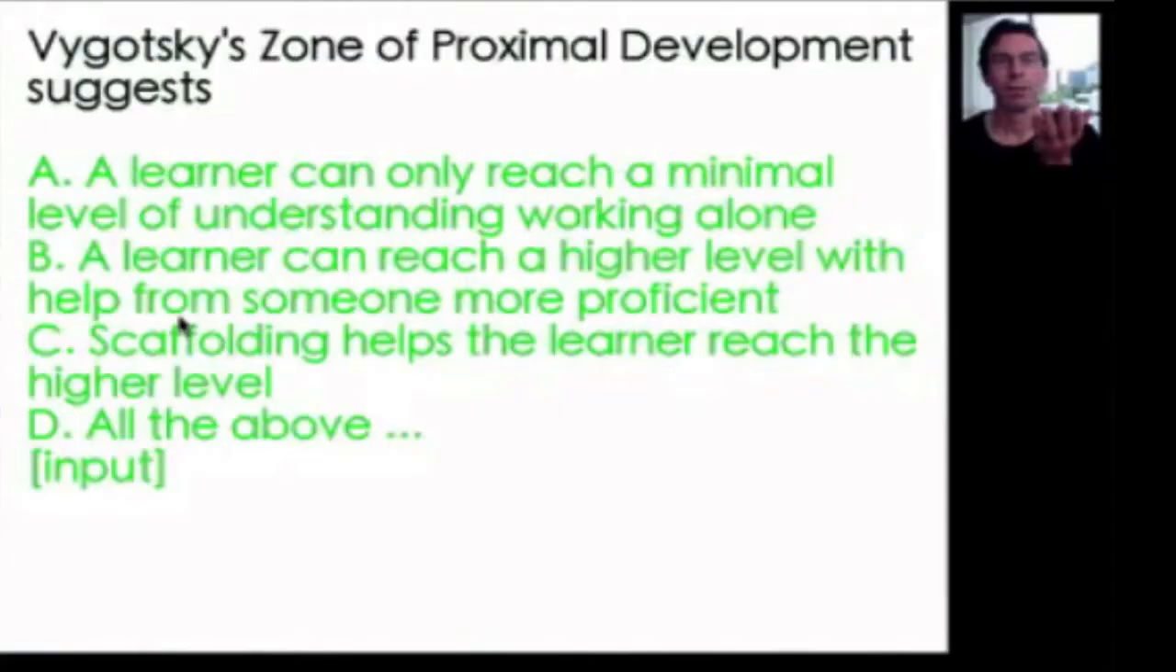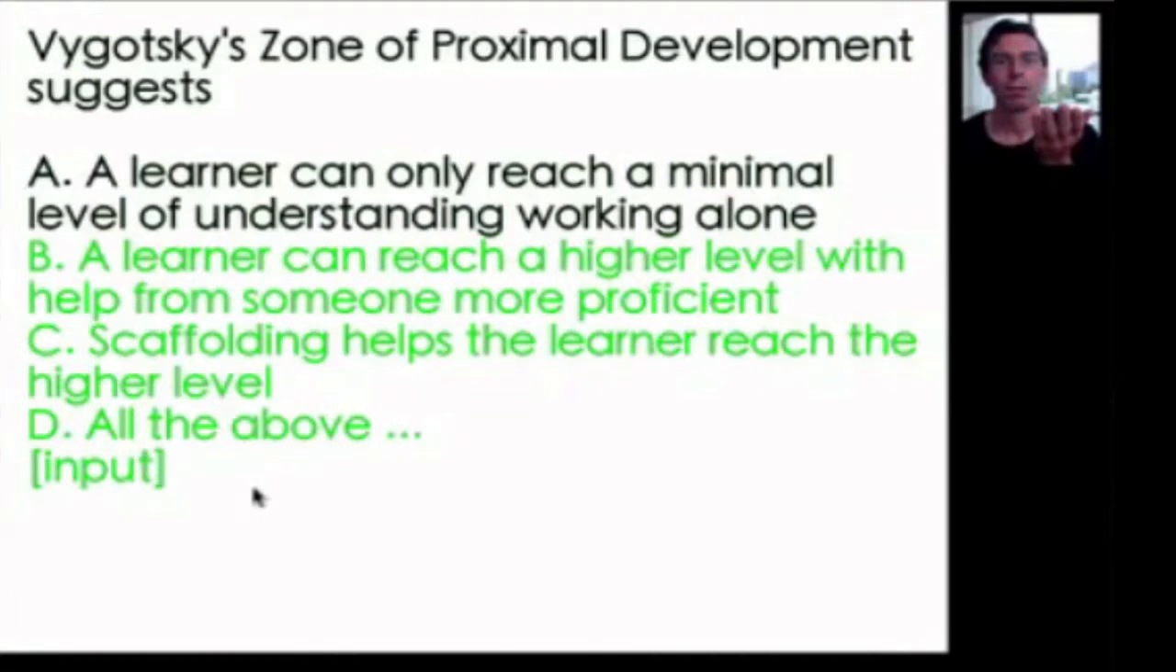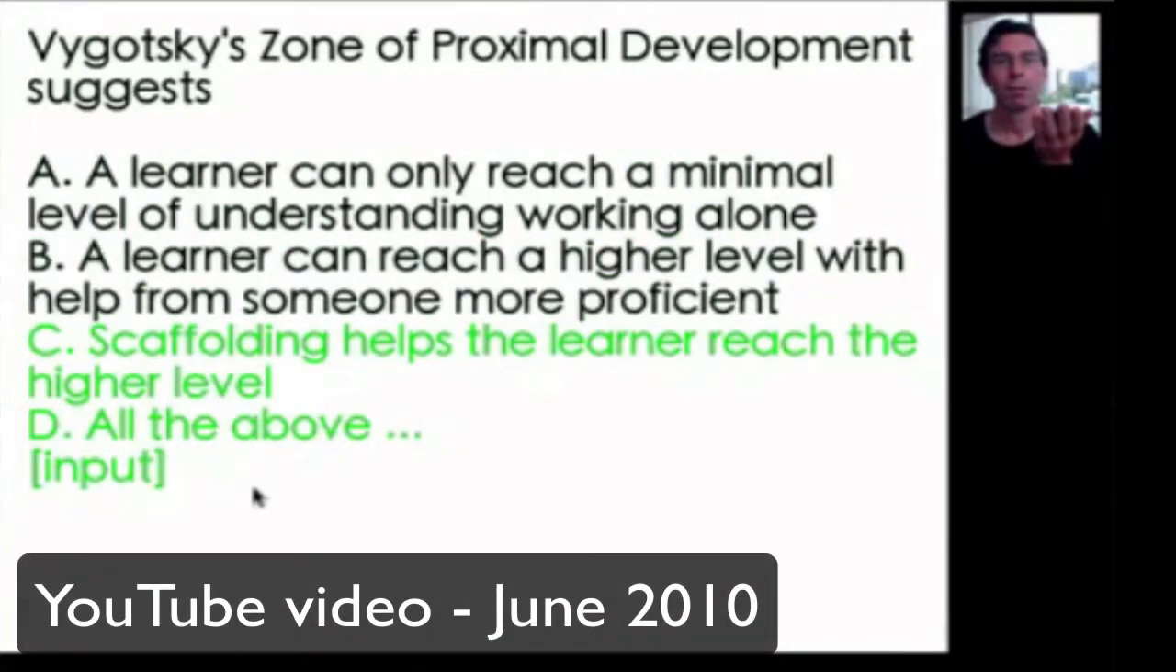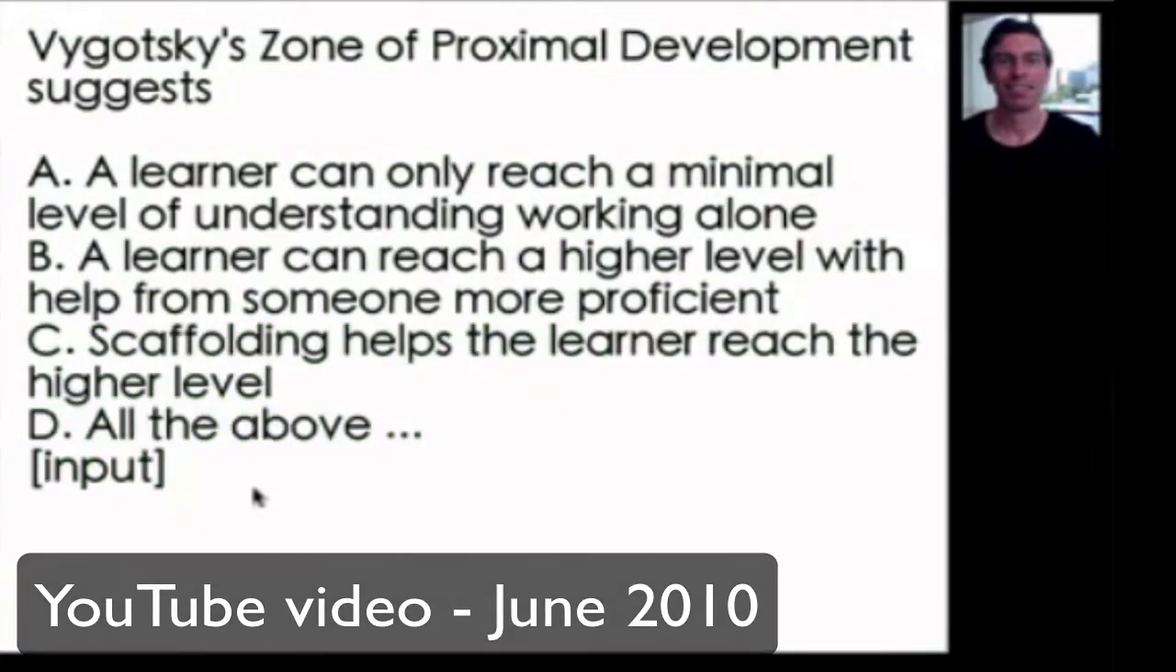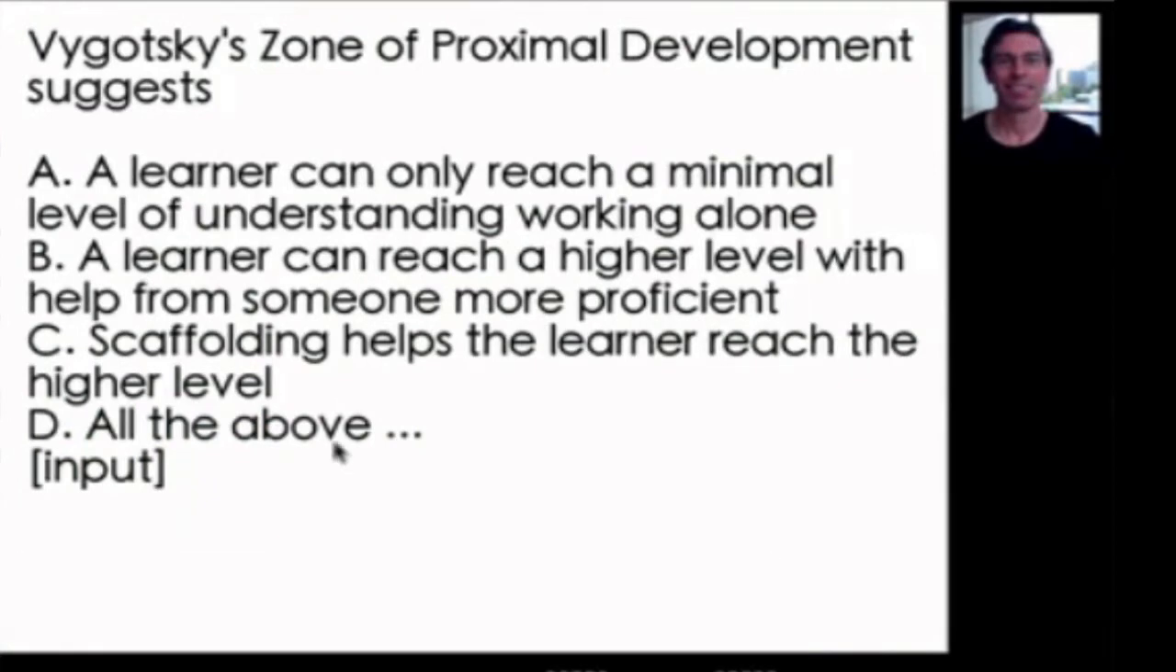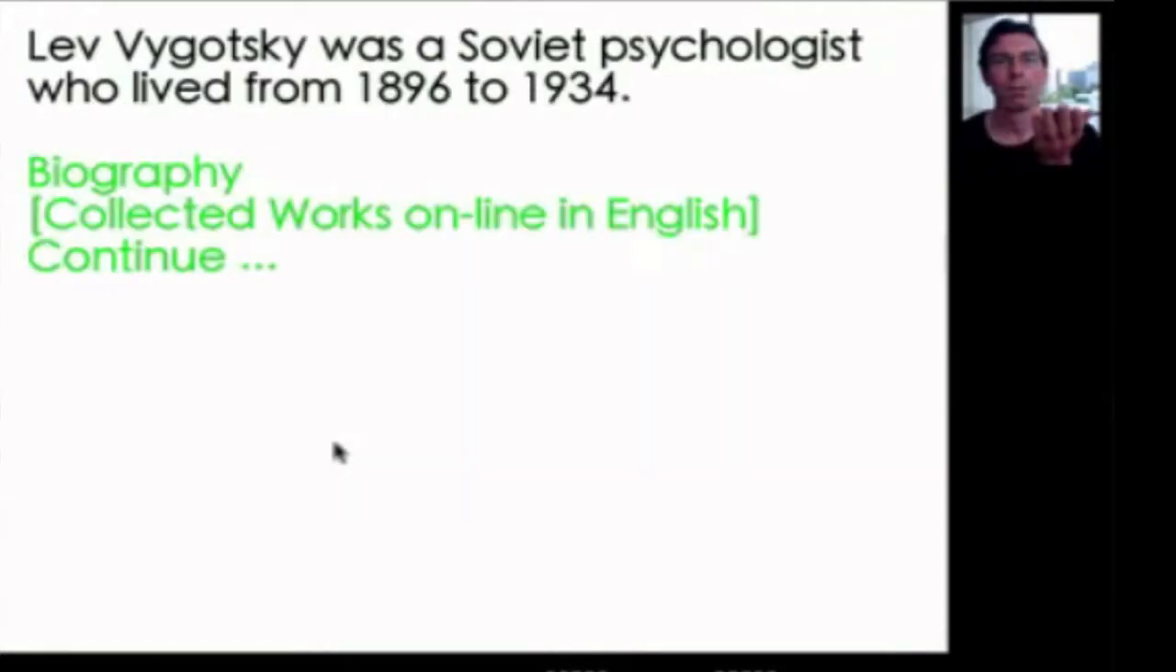For nonlinear interaction, OpenAllure scripts can anticipate ad hoc questions and parse them to provide matching responses. Here's an example. Vygotsky's zone of proximal development suggests a learner can only reach a minimal level of understanding working alone. A learner can reach a higher level with help from someone more proficient. Scaffolding helps the learner reach the higher level. But now we don't want to answer this because we don't know who Vygotsky is. So we'll ask, who is Vygotsky? Lev Vygotsky was a Soviet psychologist who lived from 1896 to 1934. Biography. Collected works online in English.